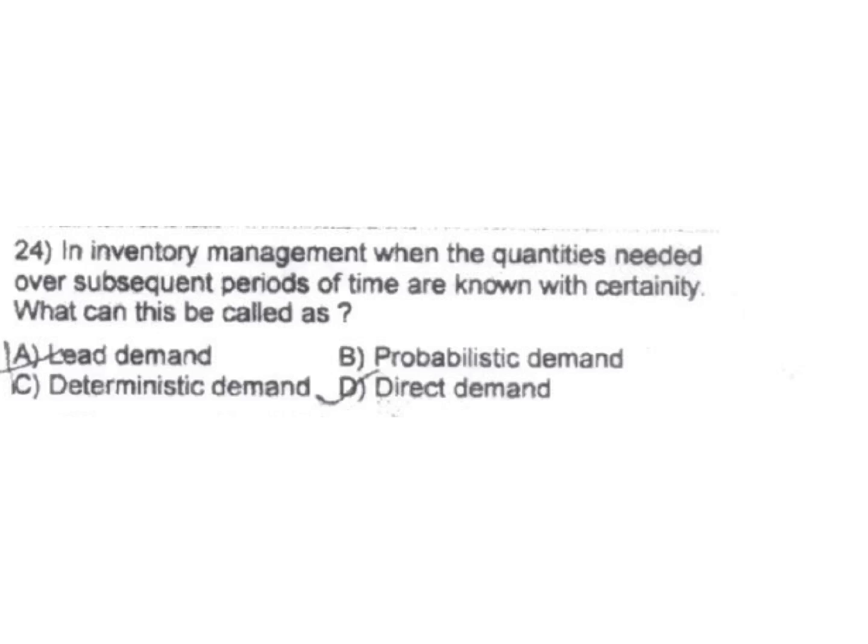Question is, in inventory management, when the quantities needed over subsequent periods of time are known with certainty, what can this be called as? A lead demand, B probabilistic demand, C deterministic demand, D direct demand. Known with certainty, so it is not possible. C is the answer.